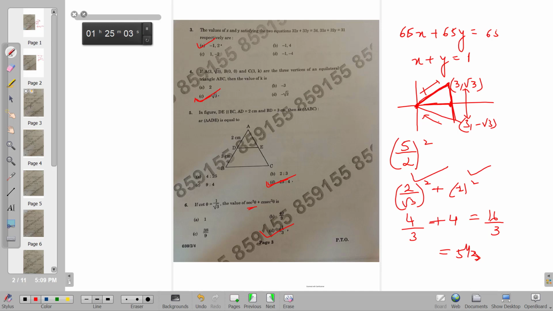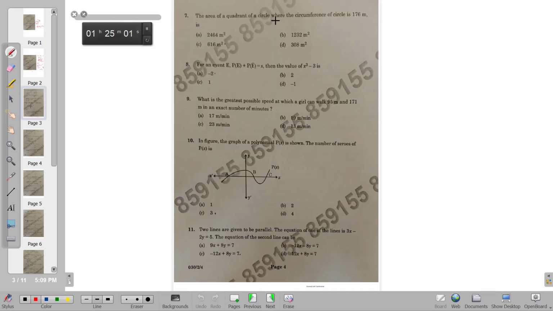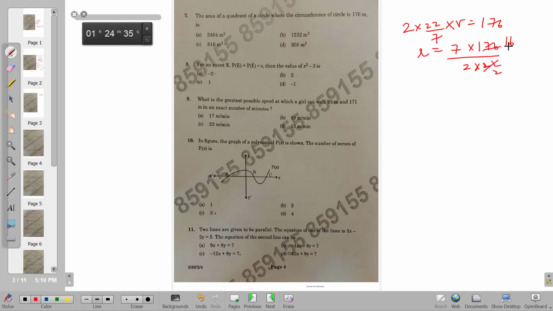So this would be page 3. Area of quadrant of a circle where the circumference is 176. So if circumference is 176, 2 pi r, 2 into 22 by 7 into r is 176. This means that r is equal to 7 times 176 by 2 times 22. 11 times 2, 11 times 16. 16 by 4 would become 4. 7 into 4, 28 is the radius.